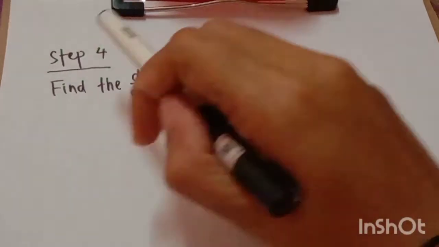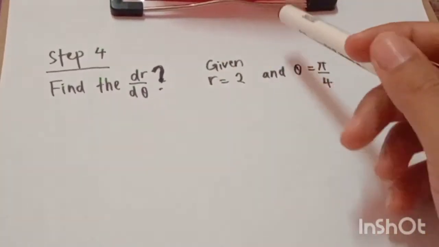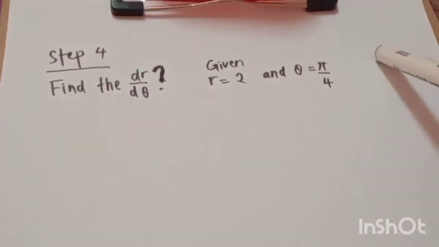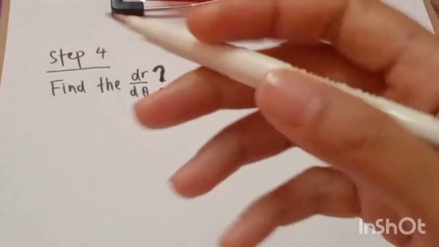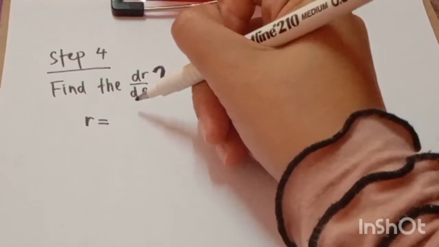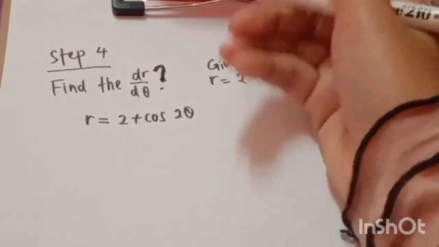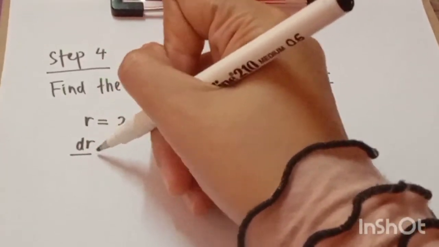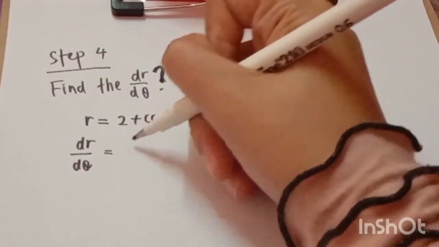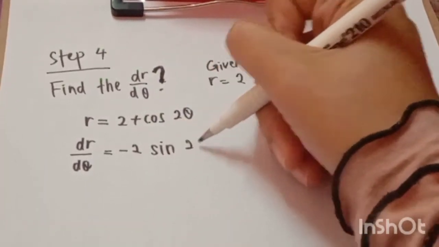Okay, for the next step, find the derivative of the radius and the derivative of theta. Given r equal to 2 and theta equal to pi over 4. Now, we use the formula r equal to 2 plus cos 2 theta. We differentiate the radius: dr over d theta equal to negative 2 sine 2 theta.